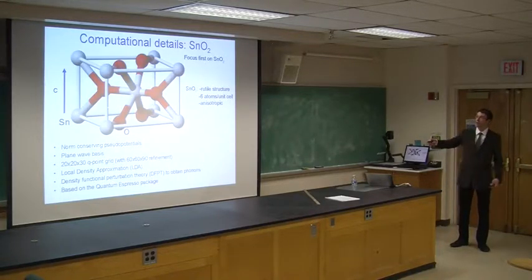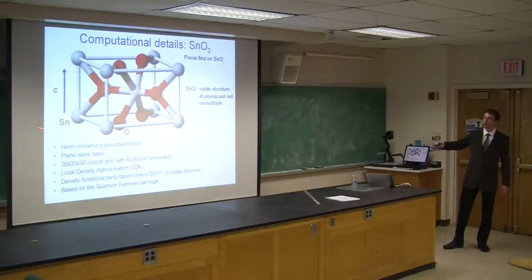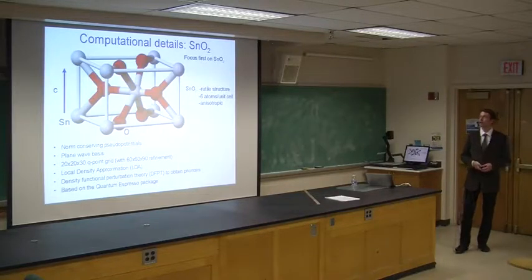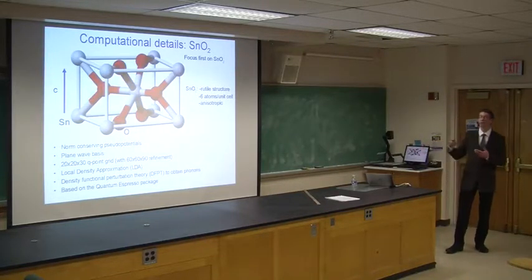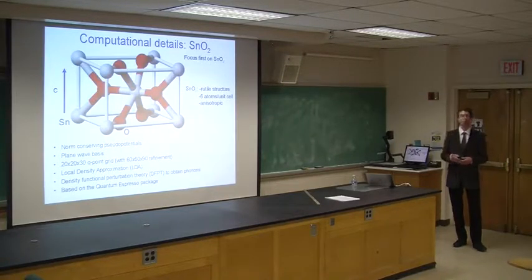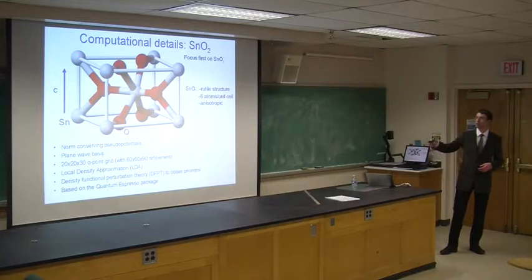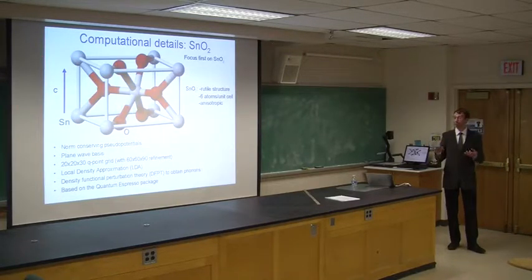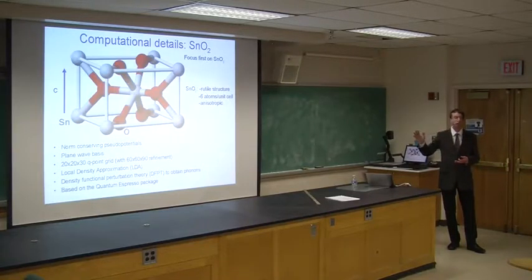So tin oxide, I'm showing you the unit cell here. The gray atoms are tin atoms. The red ones are oxygen. And this is the rutile structure. So you only have 6 atoms in the unit cell. But it's important to know that this is not an isotropic material. The so-called C-axis will be important. Your properties depend on if your light will be polarized parallel to C or perpendicular to C.